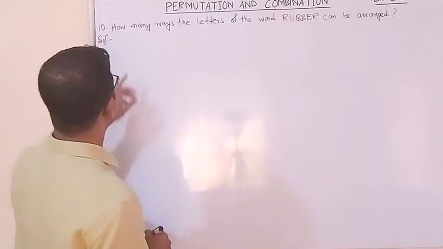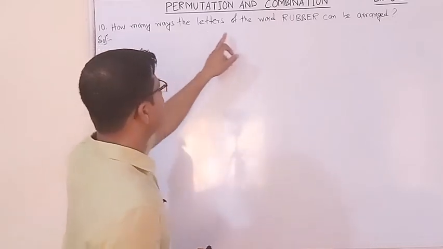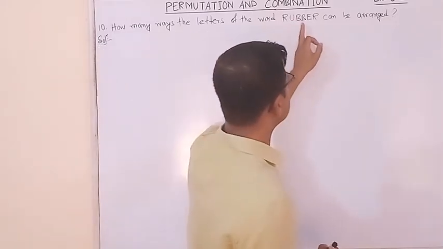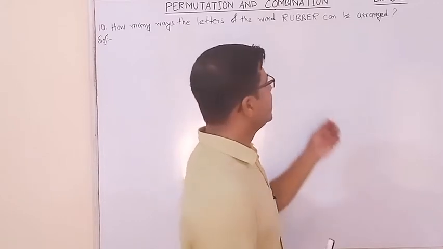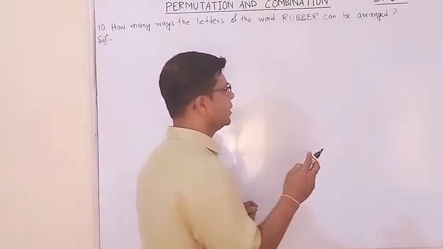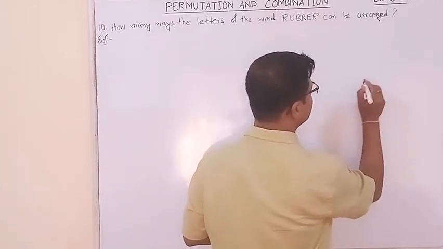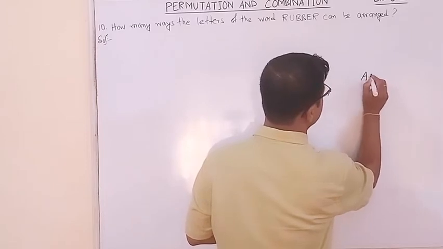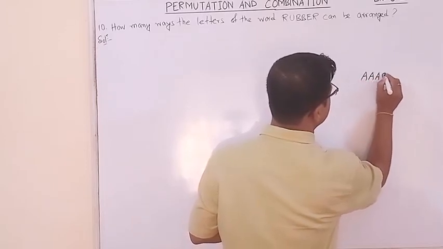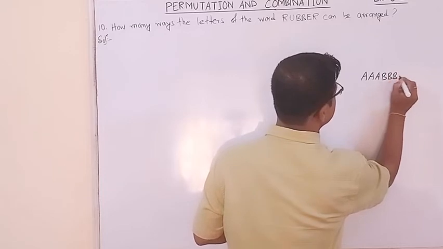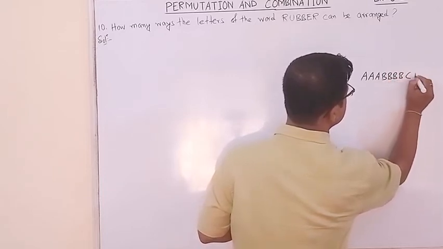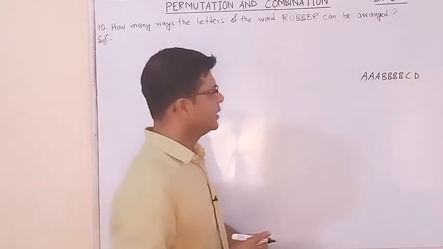Okay, now dear students, let us see question number 10. Here it is: how many ways can the letters of the word RUBBER, R-U-B-B-E-R, be arranged? Now a concept is required. Let us explain that. Suppose a word begins like this: A, B, B, B, B, C, D, like this.